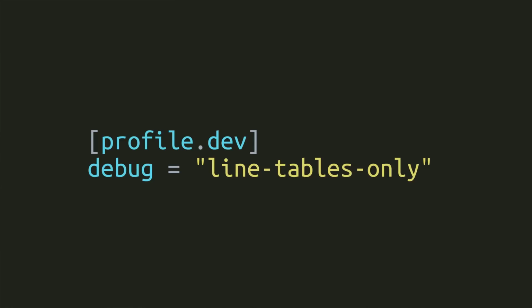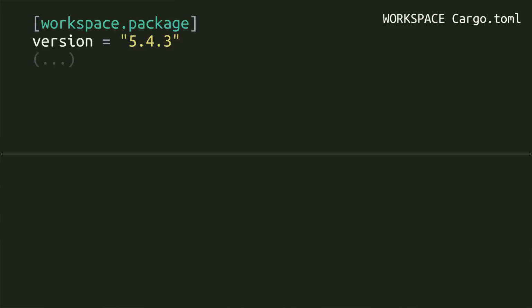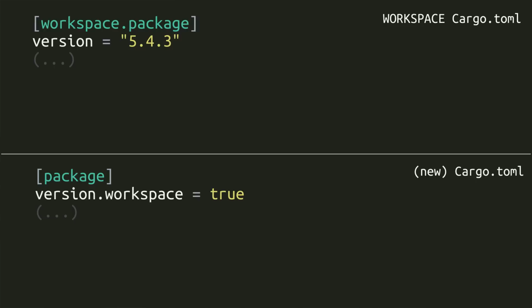Well, now you can use the named levels in your Cargo.toml file, which is much more convenient. Number 10. If you run cargo new or cargo init inside of a workspace, the Cargo.toml file that gets generated is configured to inherit all existing workspace fields by default. So, for example, if you create a workspace field for your version number, any crate you create in the workspace will automatically be configured to inherit that version number by default.